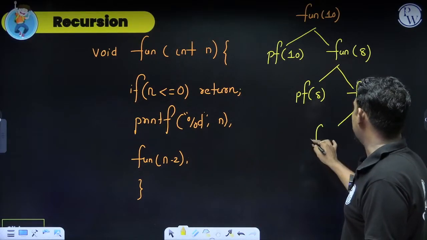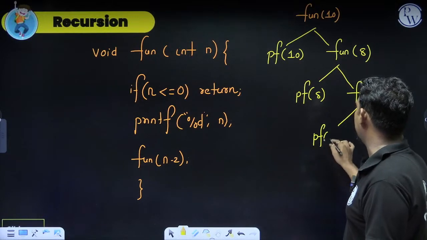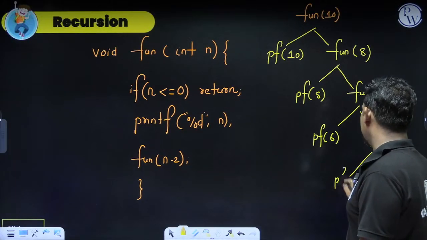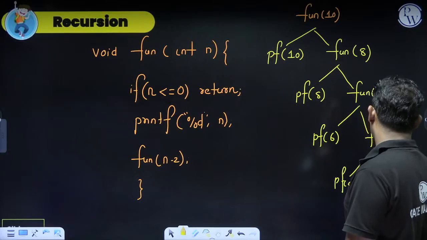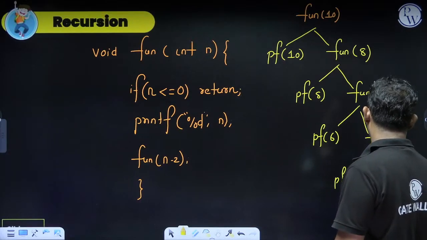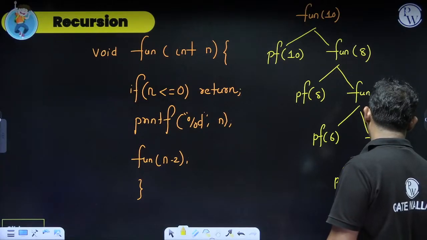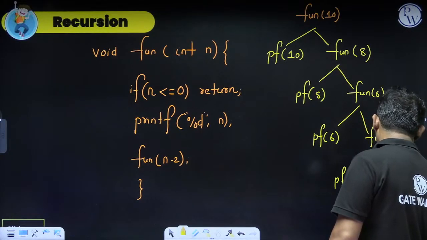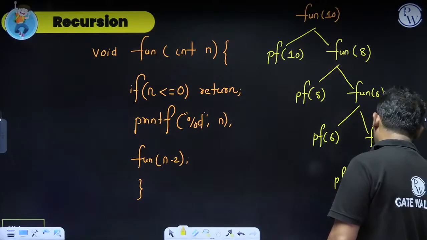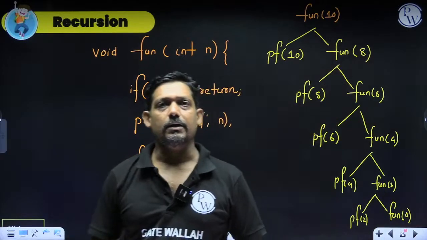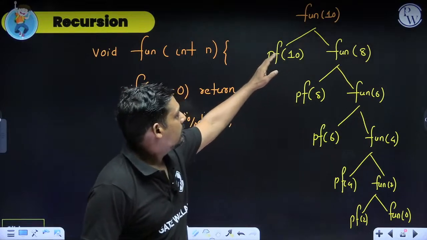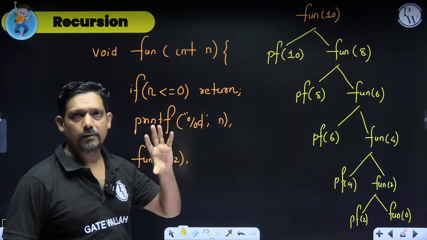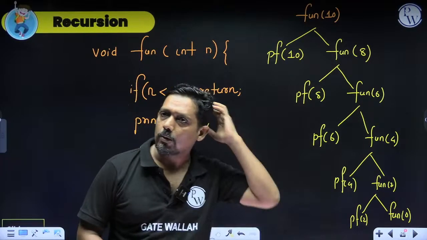Now again there will be a printf 6, and you will call fun 4. It will be printf 4 and it will call fun 2. Now it will have a printf 2 and this time it will call fun 0. So if you can see here, this is the recursion tree for this. Fun 10 is calling, and I am checking this condition but not writing it in this tree. So this is how the recursion tree will look.